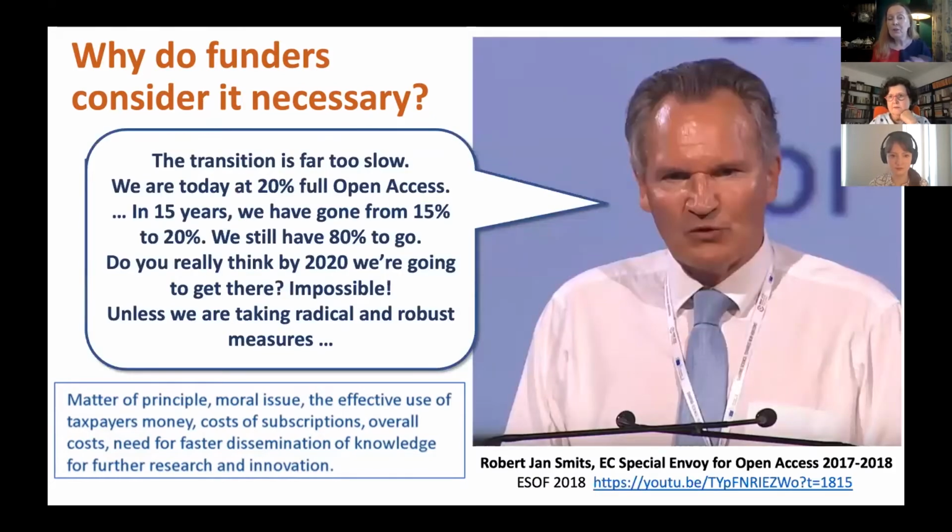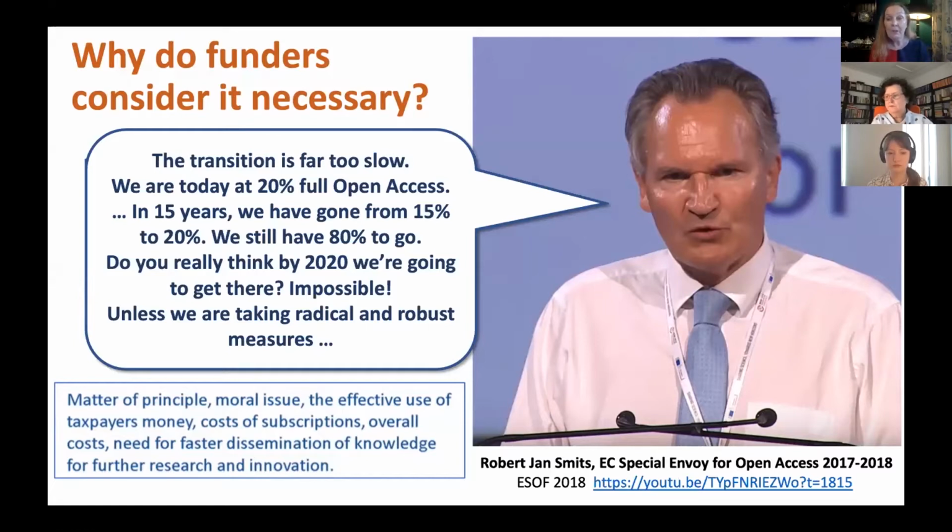This guy, let me introduce you to Robert Jan Smits, the EC Special Envoy for Open Access in 2017 to 18. And Robert Jan is not a man to hang around. He said that the transition to open access is far too slow. The European Commission and various others aimed for open access by default to all publicly funded publications by 2020.